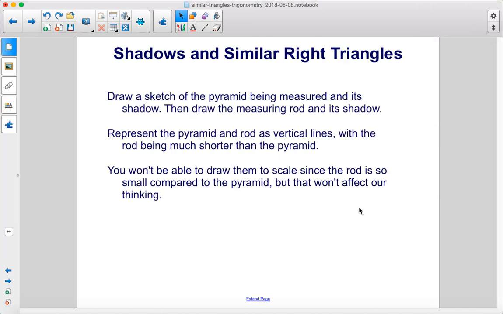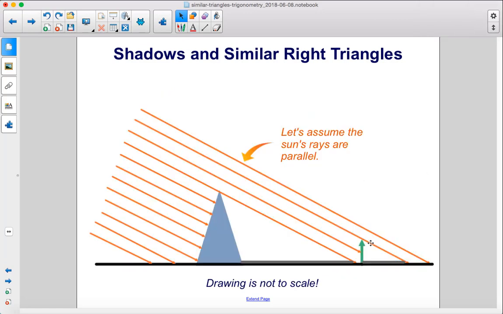Draw a sketch of the pyramid being measured and its shadow. Then draw the measuring rod and its shadow. Represent the pyramid and rod as vertical lines, with the rod being much shorter than the pyramid. You won't be able to draw them to scale since the rod is so small compared to the pyramid, but that won't affect our thinking. Let's assume the sun's rays are parallel. Note that this drawing is not to scale.